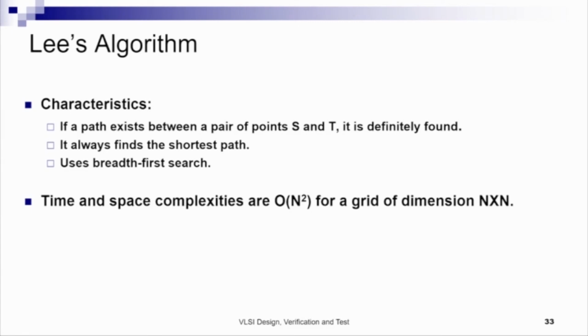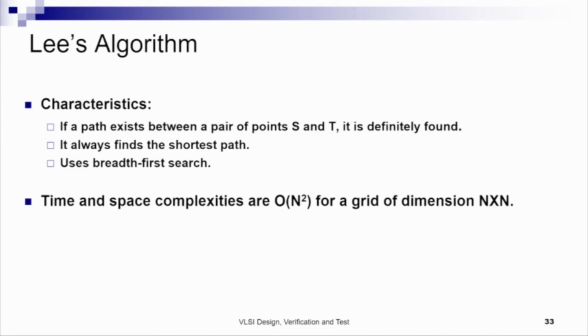What are the characteristics of Lee's algorithm? With respect to the grid that we have, it produces an optimal strategy. So what do we mean? If a path exists between a pair of points S and T for two-terminal nets, it is definitely found. It always finds the shortest path, and it basically uses breadth first search. The time complexity is big O of n squared for a grid of dimension n cross n.